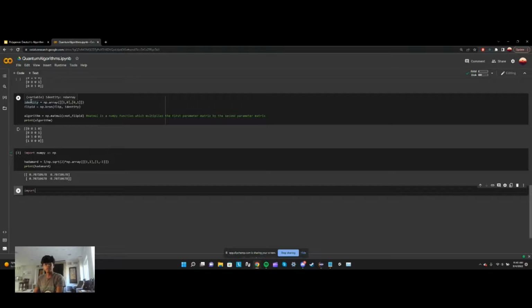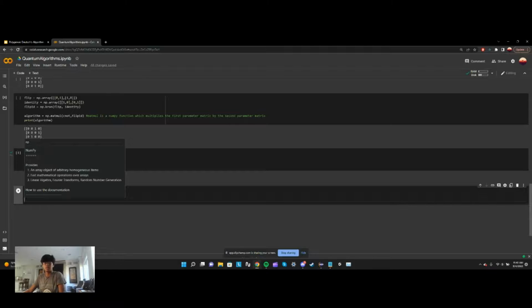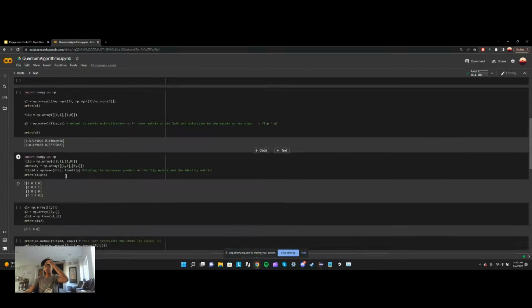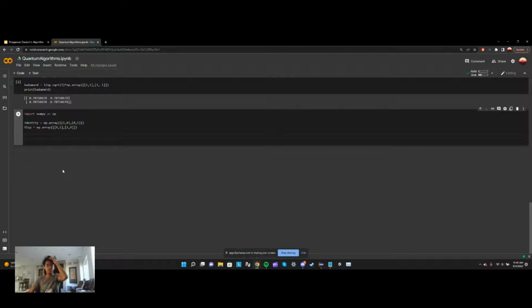Just in case, I'm going to paste in our identity and flip matrix here. All right, that's our identity and flip matrix that we had made a while ago. Now, what we're going to do is generate a random number. So here's a new Python function that we can use.